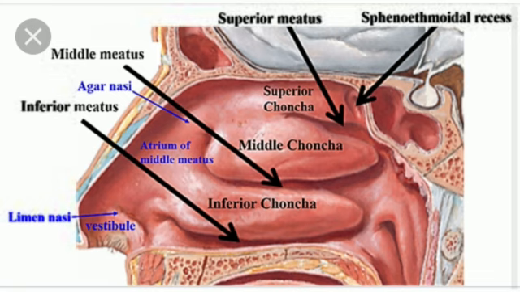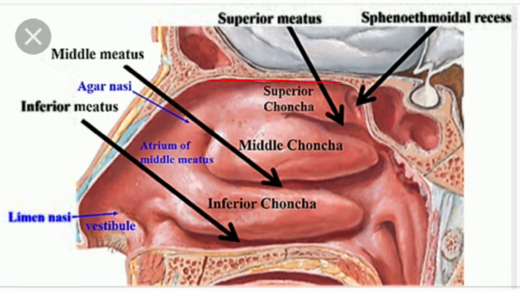The roof is formed anteriorly by the frontal and nasal bones. This is the nasal cavity. Its roof is formed by the frontal and nasal bones, mainly the bridge of the nose. Beyond that we have the dorsum, which is not included. From here the nasal cavity begins, so the anterior part of its roof is formed by the frontal and nasal bones.